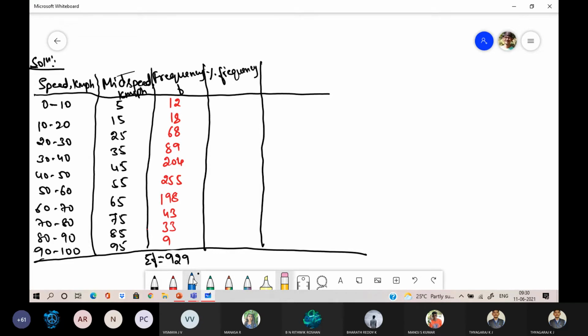Now calculate the percentage frequency. 12 divided by 929 into 100, how much are you going to get? 1.29. 18 divided by 929 into 100: 1.93. 68 divided by 929 into 100: 7.31. 89 divided by 929 into 100: 9.58. Okay, good.